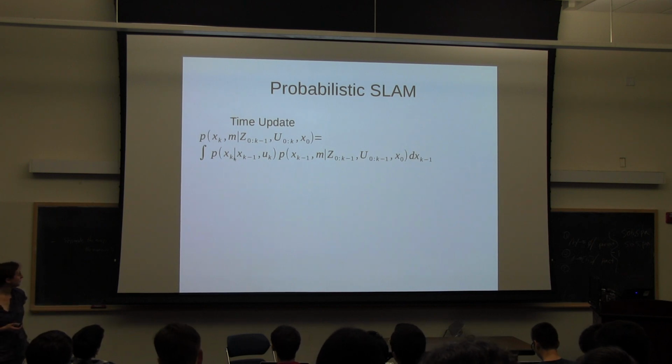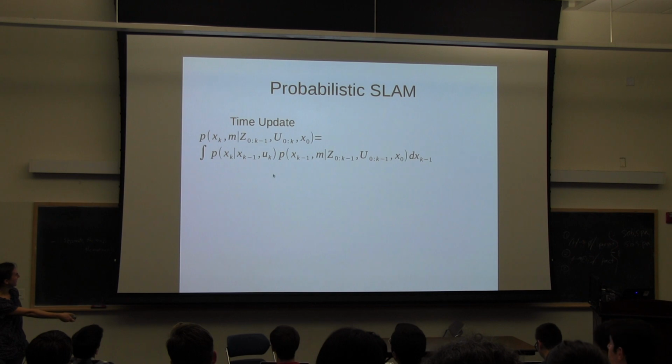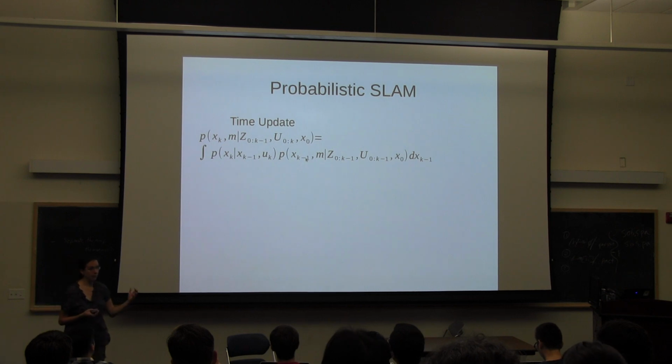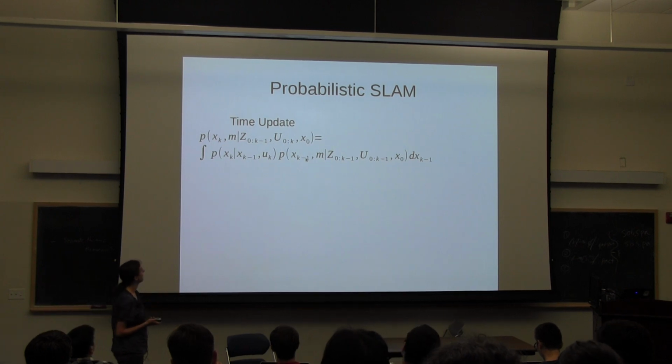And then the second term is your observation model, and it's predicting your map. It's the probability of your map location given the history of observations.